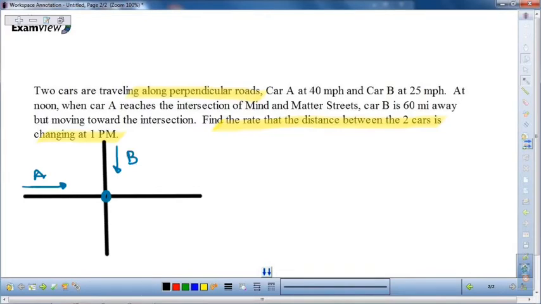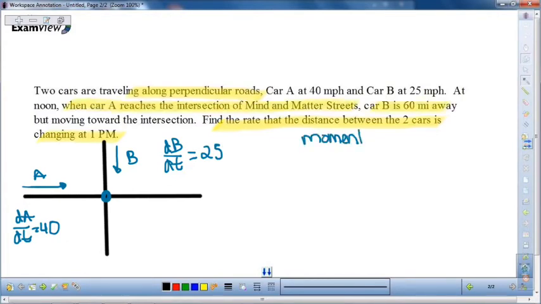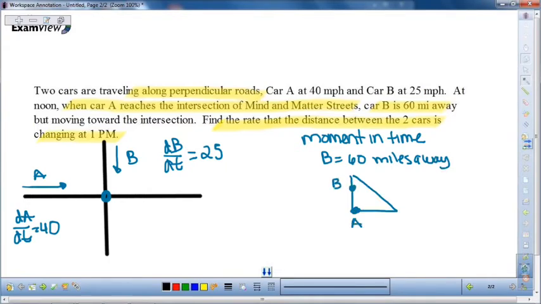Okay. So at noon, car A reaches the intersection. So the rate of change of car A is 40 miles per hour. The rate of change of car B is 25 miles per hour. So we want to find the moment in time when B is 60 miles away from the intersection. So my moment in time is going to be 60 miles away from the intersection. And A is right on the intersection.